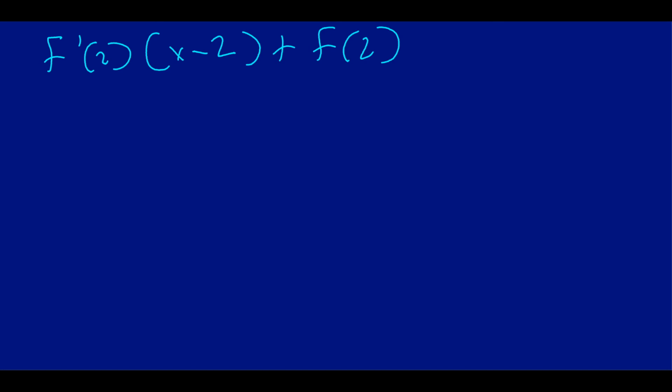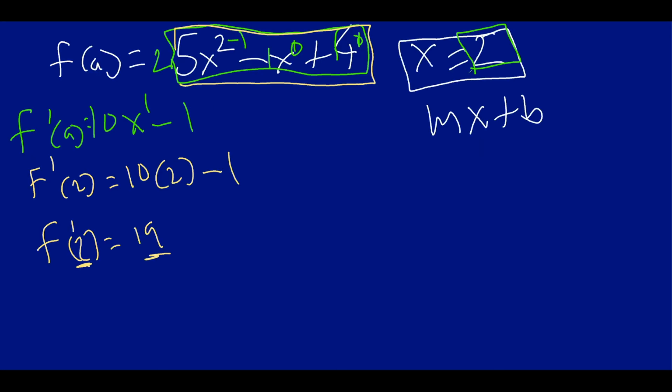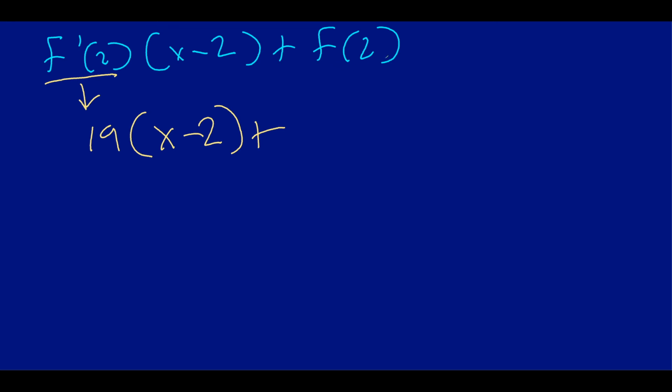Let me just change colors real quick. So this f of 2 right here is going to come down and be a 19. And then we're going to have x minus 2, and then we're going to have plus. Now for this one right here, we have to take our original equation, which in case you forgot was 5x squared minus x plus 4. That's what we got to use here.